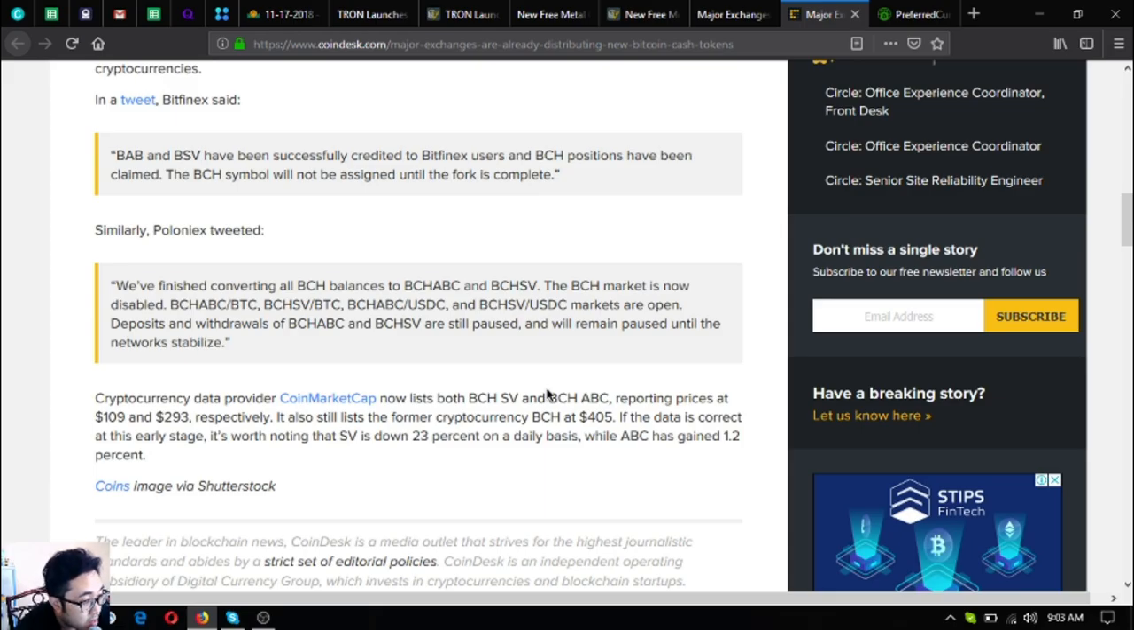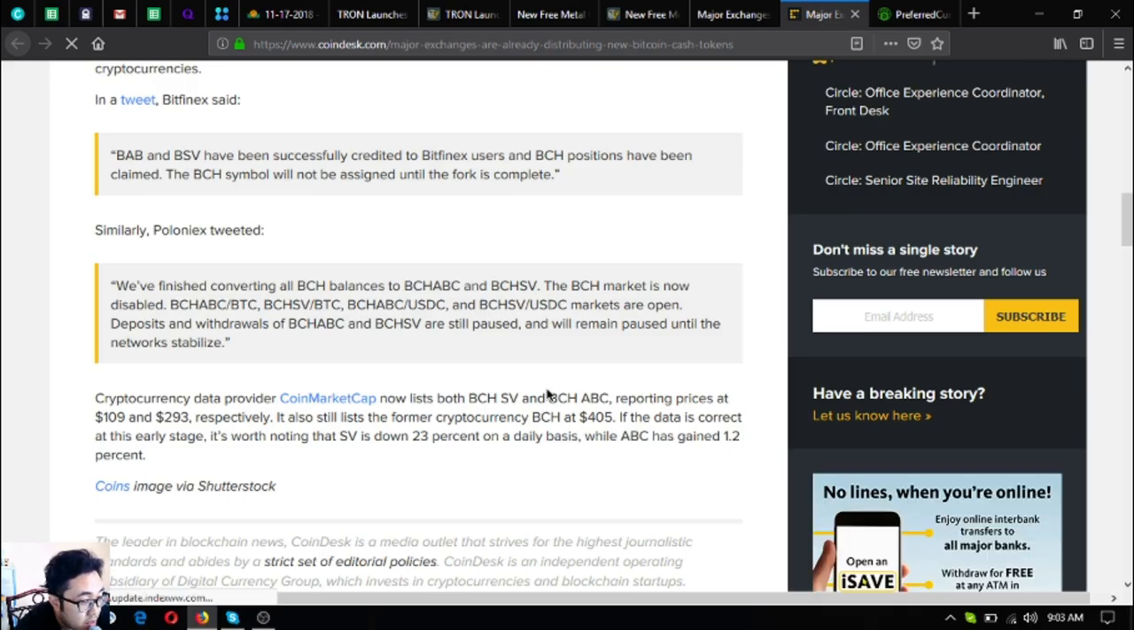Cryptocurrency data provider CoinMarketCap now lists both BCH SV and BCH ABC, reporting prices at $109 and $209, respectively. It also still lists the former cryptocurrency BCH at $405. If the data is correct at this early stage, it's worth noting that SV is down 23% on a daily basis, while ABC has gained 1.2%.